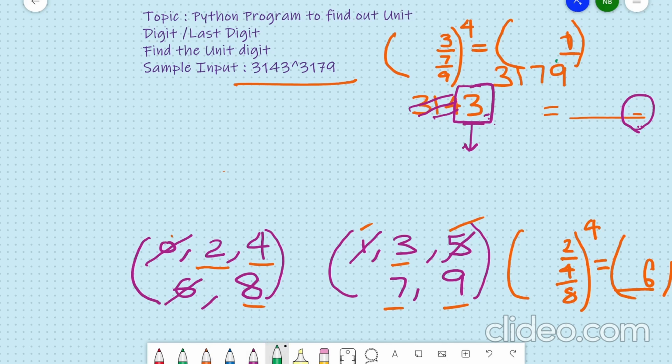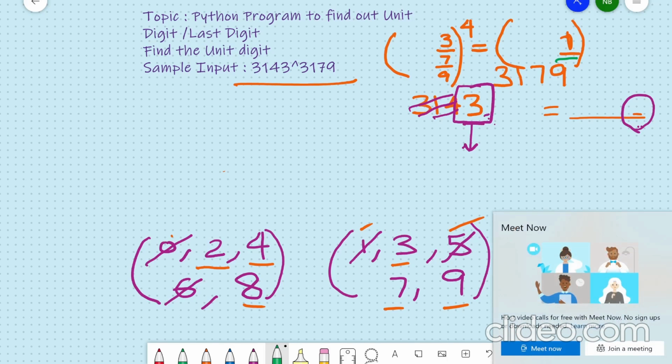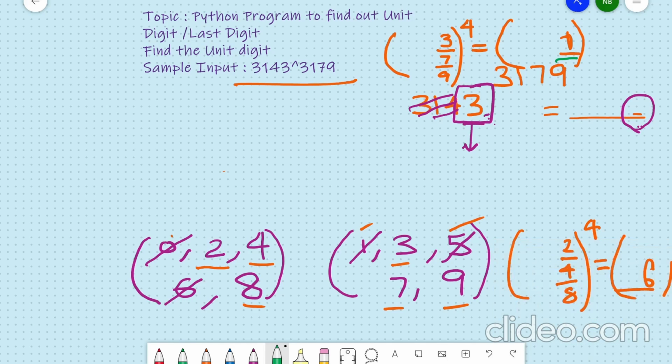Guys, I hope you are understanding this thing. Now, 3 to the power 4 will have 1 at its last place. That's what we are claiming, isn't it? But think about 3 to the power 8 also. What will happen to 3 to the power 8? 3 to the power 8 is nothing but 3 to the power 4 into 4, which will be 1 into 1. Are you getting my point? So it's not only about 4, it's also about 4k.